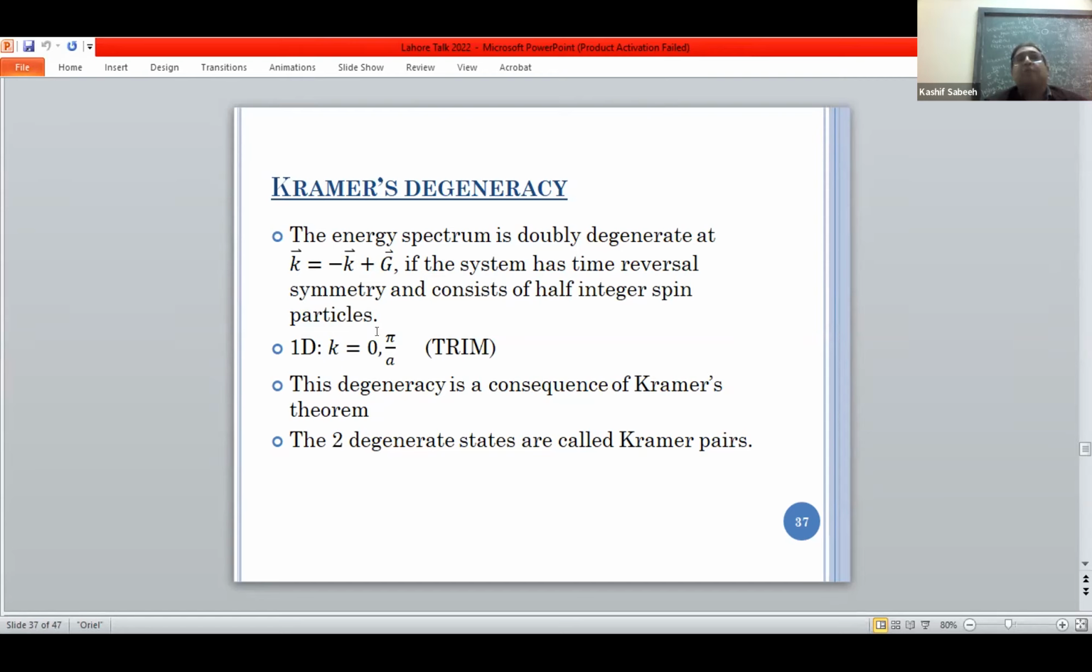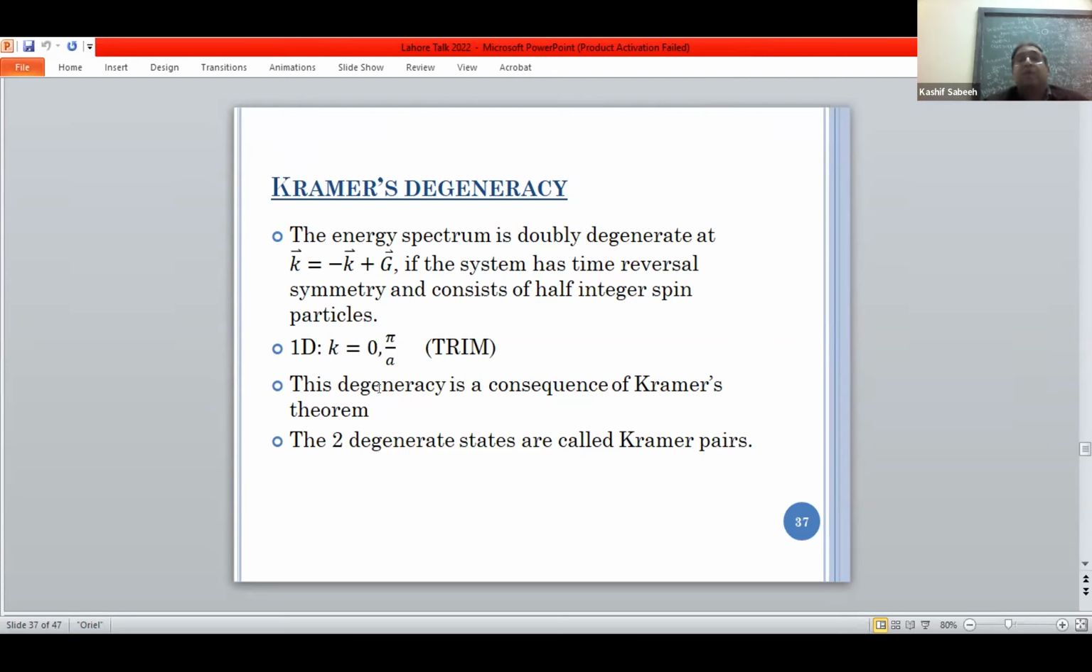What that means is, in one dimension, you have these 2 points: k equal to 0, and k equal to pi by a, the boundary of the Brillouin zone. If you send 0 to minus 0, it will still be 0. And if you send pi by a to minus pi by a, but add the reciprocal lattice vector, you will get the same point. So these 2 points are time reversal invariant points in momentum in the Brillouin zone. So these play a very important role.